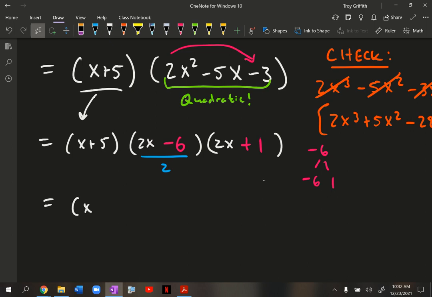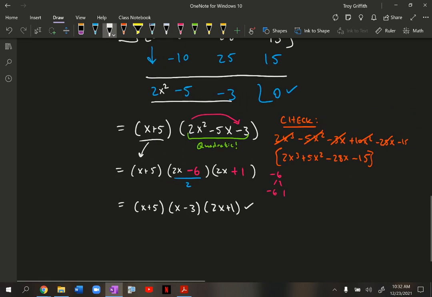So this is going to be x plus 5 times 2x minus 6 divided by 2. That's going to be x minus 3. And then times 2x plus 1. And when I'm done, that is my completely factored form of this function.